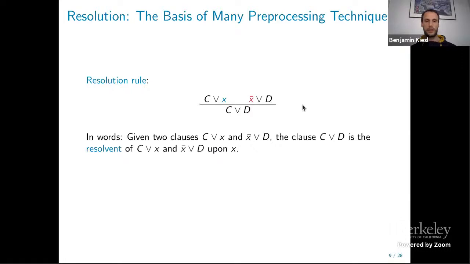And you can actually show straightforwardly that the new clause is implied by the previous clauses. This is all straightforward. And what we sometimes write here is this circle with a cross and an X to denote the resolvent of the two clauses upon X here. And I will use that in the slides later on.